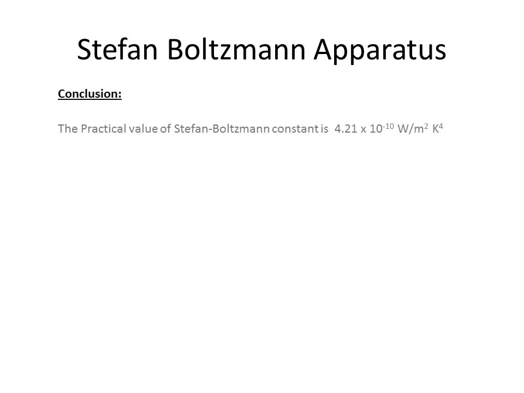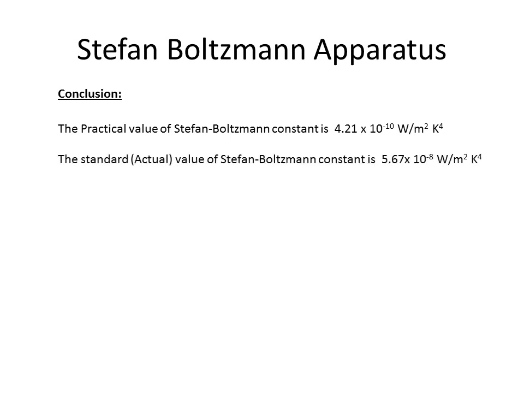Conclusion. The practical value of Stefan-Boltzmann constant is 4.21 into 10 raised to minus 10 watt per meter square Kelvin raised to 4. The standard value of Stefan-Boltzmann constant is 5.67 into 10 raised to minus 8 watt per meter square Kelvin raised to 4. Thank you.